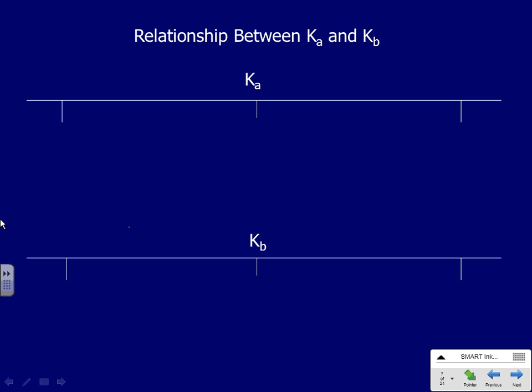So what I want to do in the middle of my little Ka scale here, and I'll let you get caught up. We already know the relationship. We know that Ka times Kb is equal to Kw, 10 to the minus 14. But I just want to stress the relationship now in a graphical method that hopefully allows you to internalize this information a little better.